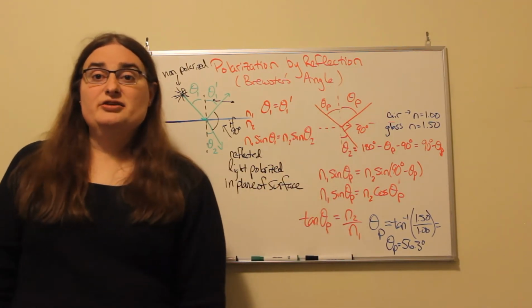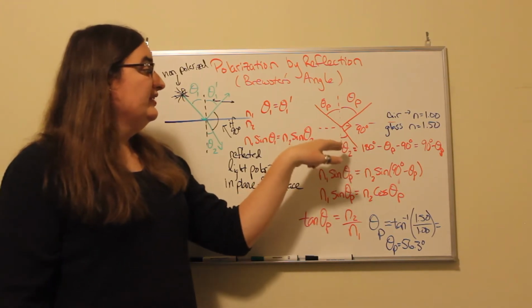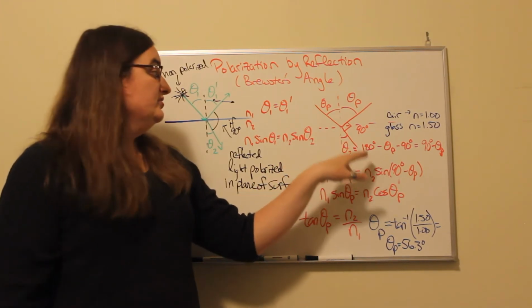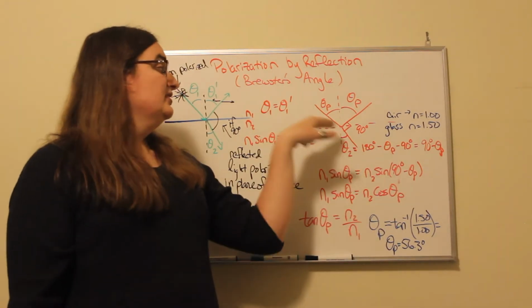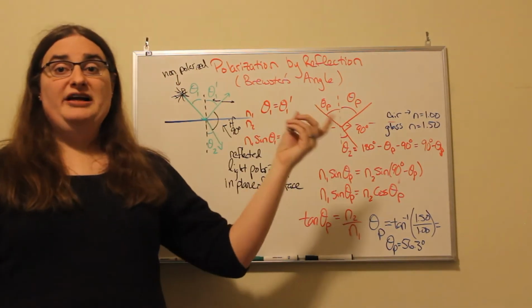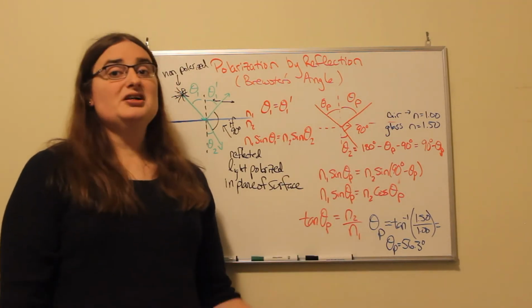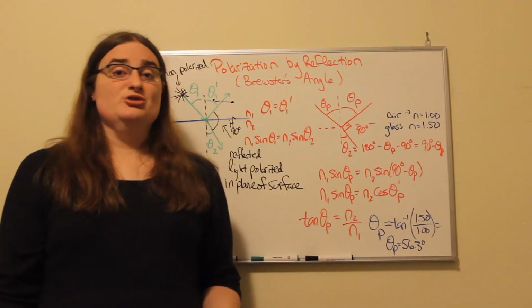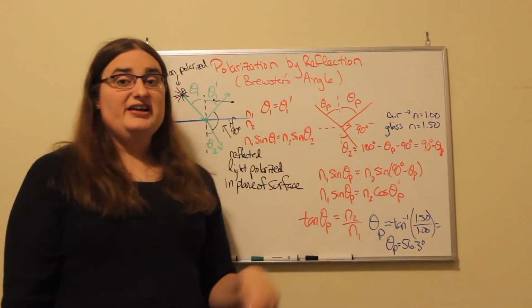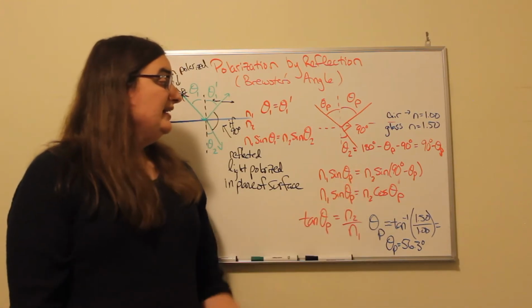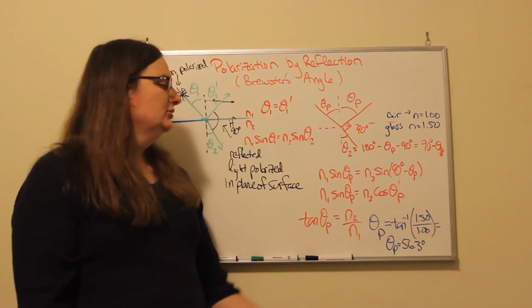There are 180 degrees of angle in a line. So, to find theta 2 would be 180 degrees minus Brewster's angle minus the 90 degrees between the reflected and refracted angle. Well, that means that theta 2 is going to be 90 degrees minus Brewster's angle. And Snell's law tells me n1 times the sine of Brewster's angle is going to be n2 times the sine of 90 degrees minus Brewster's angle.